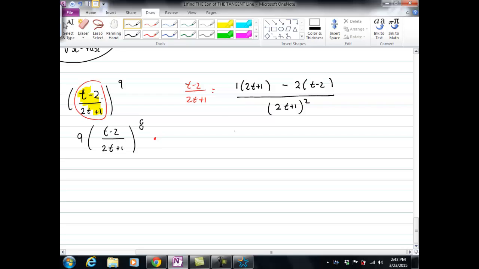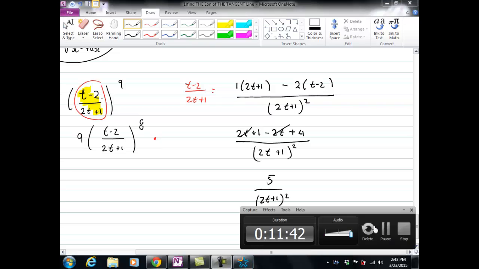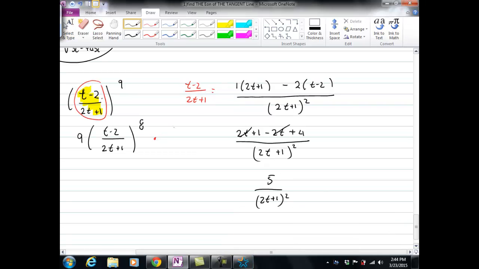So this now becomes 2t plus 1 minus 2t. Make sure you are careful with this one. This is now plus 4, all over 2t plus 1 all squared. The t's will cancel out. So what you're left with here is 5 over 2t plus 1 all squared. So this is the derivative. So what I'm doing is multiplying this by 5 over 2t plus 1 all squared.